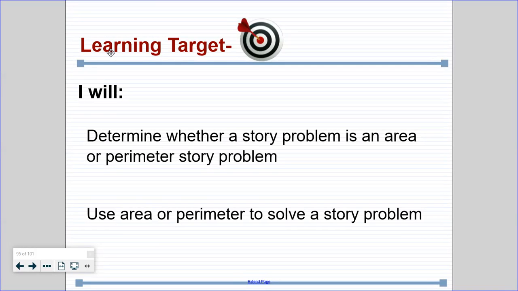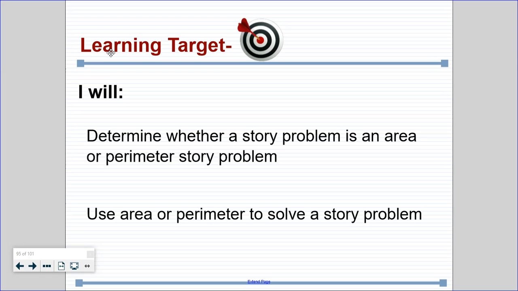Hello, third graders. Today we are going to be doing our final lesson in our area and perimeter unit. So let's go back and think about all the things you've learned. You learned to find the area of a rectangle. You learned how to find the perimeter of not just rectangles, but of all different kinds of shapes by adding up all the side lengths. And then the last couple lessons have been focused on solving story problems using area and perimeter.